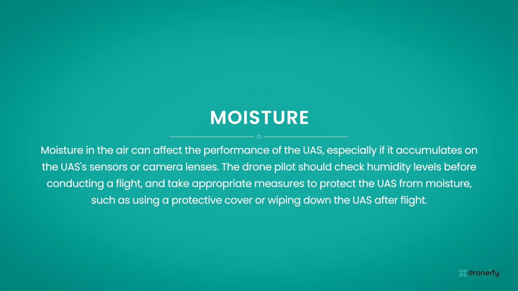Moisture. Moisture in the air can affect the performance of the UAS, especially if it accumulates on the UAS's sensors or camera lenses. The drone pilot should check humidity levels before conducting a flight and take appropriate measures to protect the UAS from moisture, such as using a protective cover or wiping down the UAS after flight.